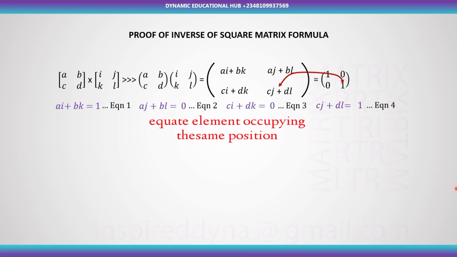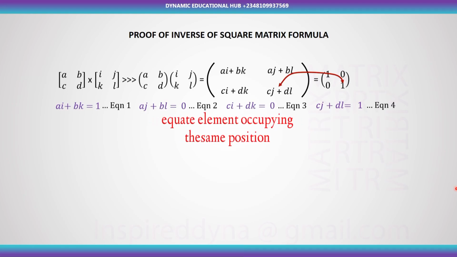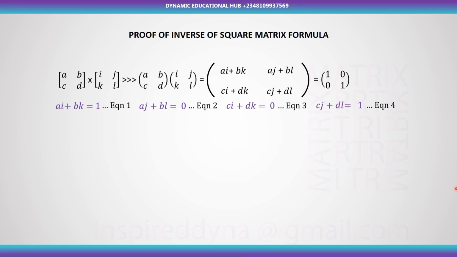So we want to find the value of I, J, K, L in terms of A, B, C, D. That is what we want to do. Now to solve this, we have 4 sets of linear equations to deal with. Now from equation 3, let's start with equation 3.